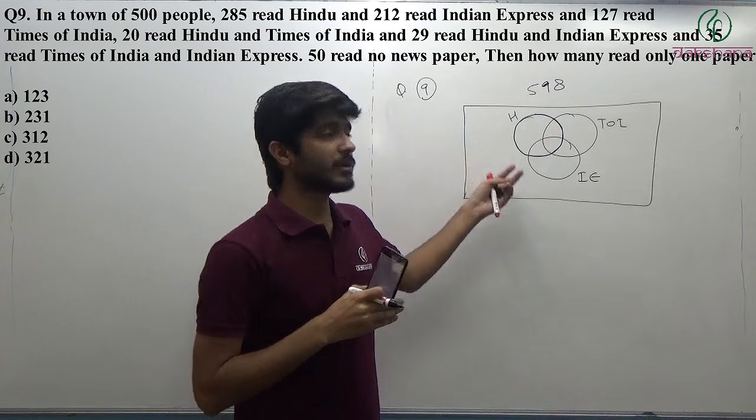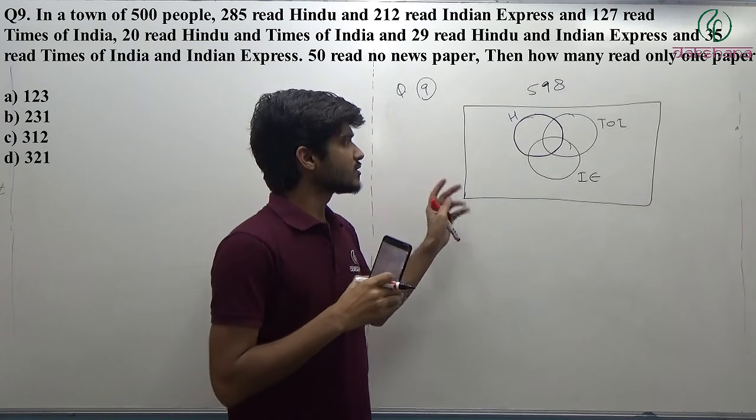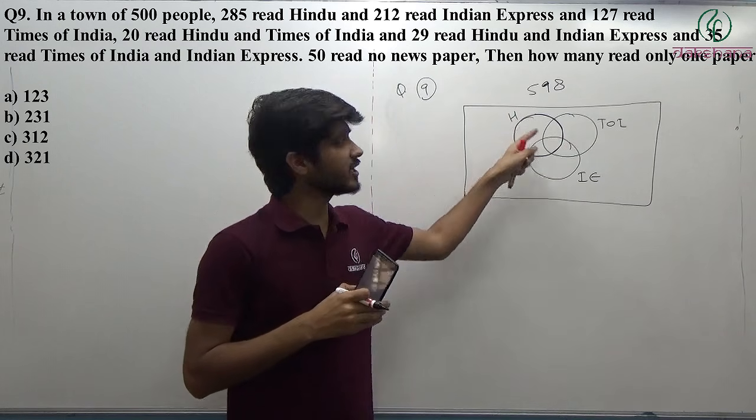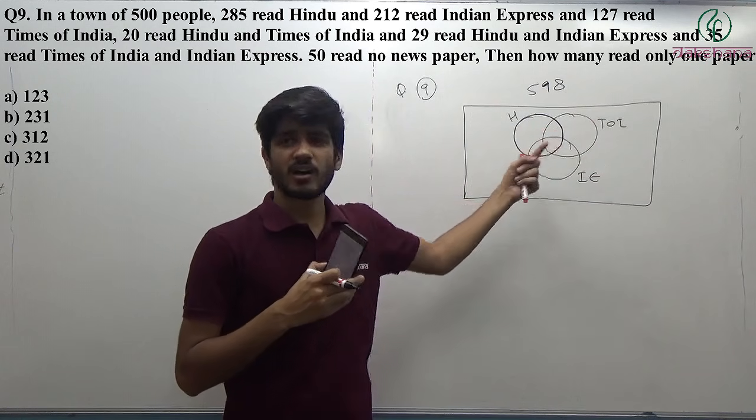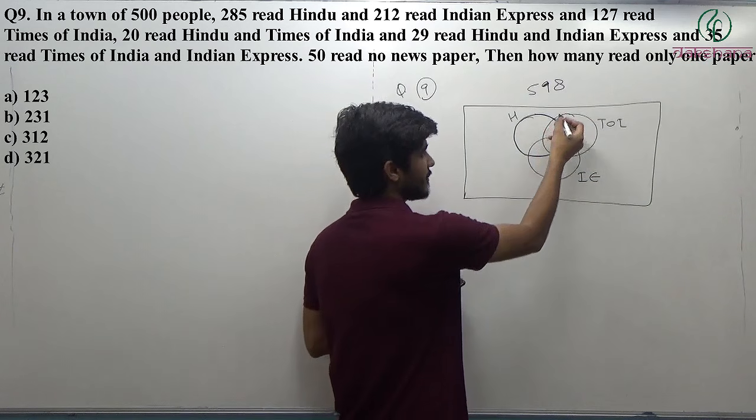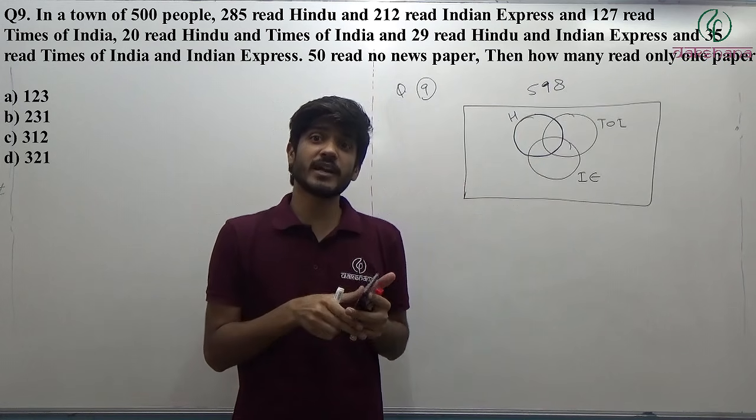Maybe you guys are not familiar with the Venn diagram, so please go to Google and find out, but this is pretty easy. Basically I draw 3 circles corresponding to the 3 different kinds of newspaper. One is for Hindu, one is for Times of India, one is for Indian Express. Why is there an overlap between the different papers? Because you will find going forward in the question that there are people who are reading both papers.